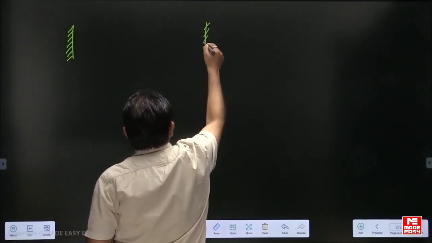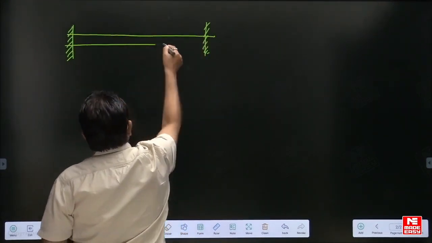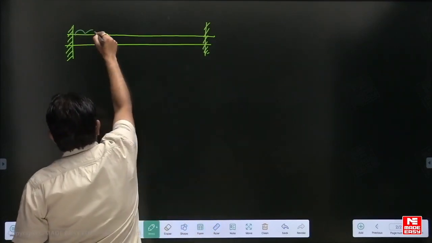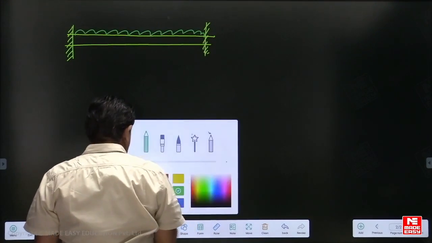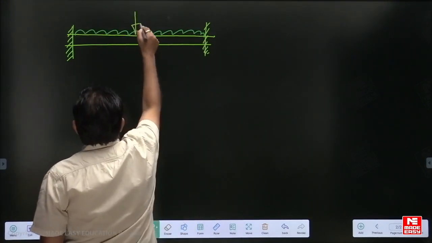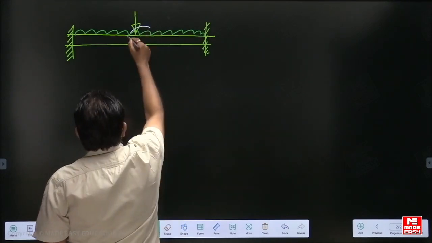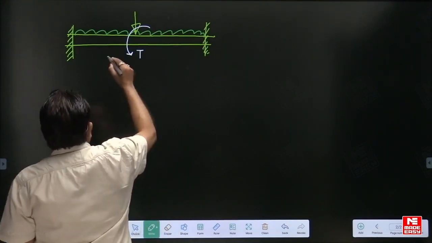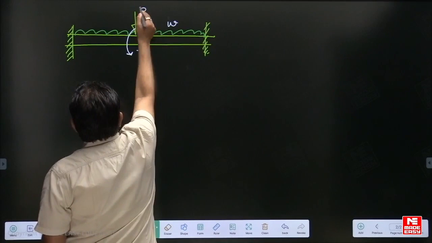When you consider this fixed beam, in this beam we have applied a UDL. You have applied a point load also at the center, P, and due to this point load itself there was a torsional moment in this direction, T.